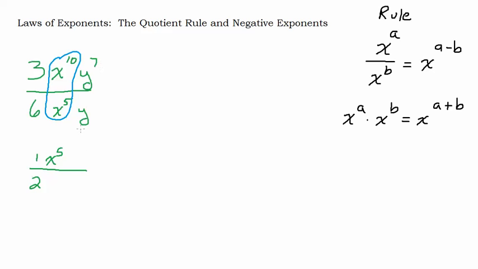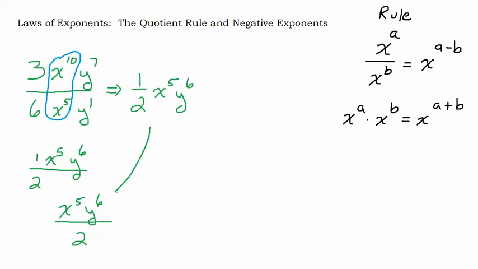So y to the 7th divided by y. Well, there's no exponent here, right? So what does that mean? That means y to the 1st. So 7, take away 1, because you're going to basically cancel one of these y's. You're going to end up with y to the 6th. So you can write it as one big fraction like I've got here, x to the 5th y to the 6th, all over 2. Or if you prefer, you could put the 1/2. 3 divided by 6 is 1/2. And then times x to the 5th y to the 6th. These two things are equivalent. They're the same thing. Either way would be correct.